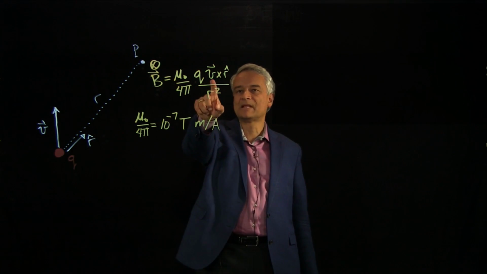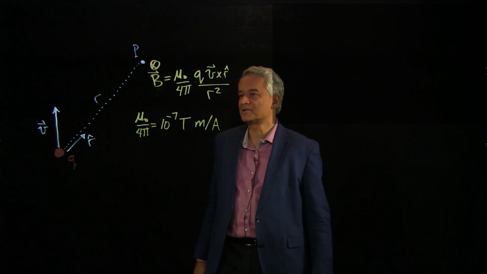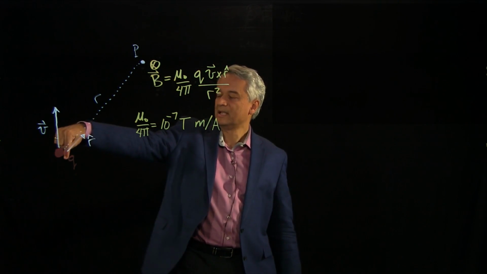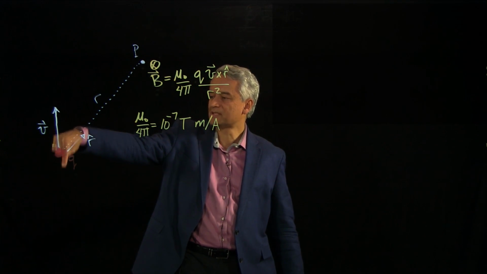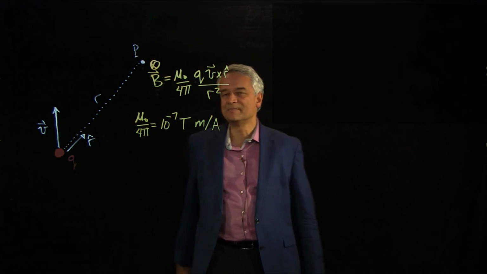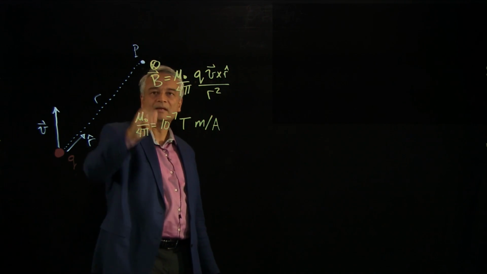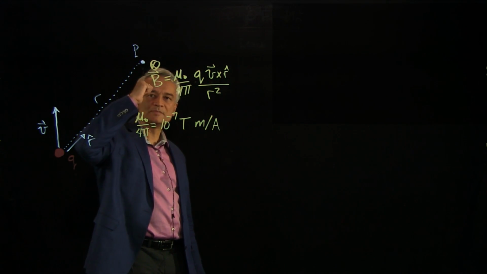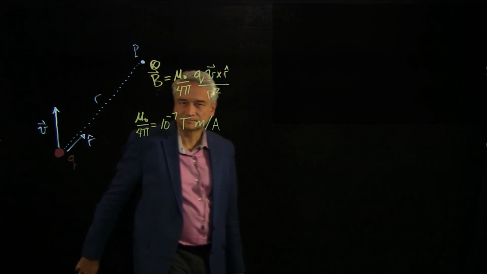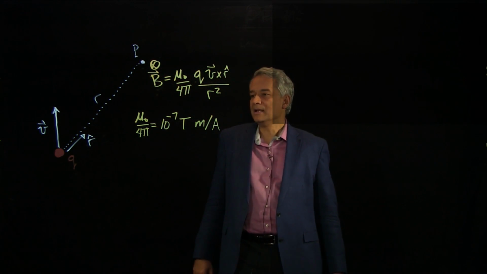So in particular, it depends not only on the magnitude of v, but the direction of v. For example, if this charged particle were moving this way, then the sign of the magnetic field would flip, and instead of pointing from you towards me, it would be pointing from me towards you.